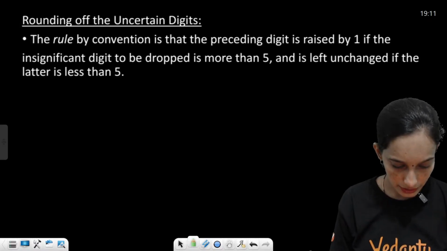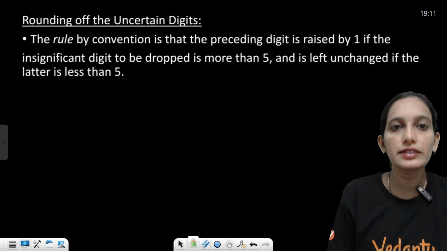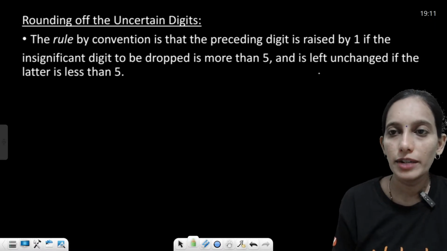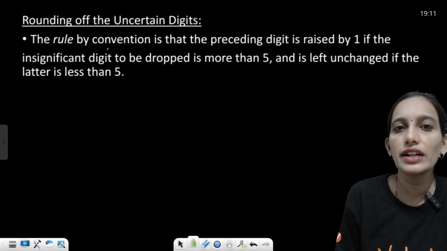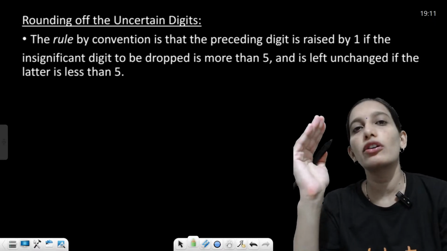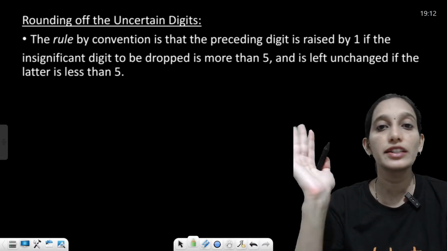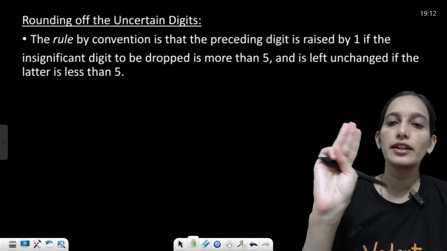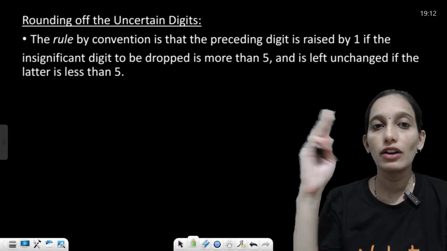Moving ahead. So that is rounding off of the uncertain digit. Already told. So what should we do? Whenever we are given a number, we have to round it off with respect to the required significant figure. So now there are 4 digits, and if I need 3 significant figures, we round off the last digit.